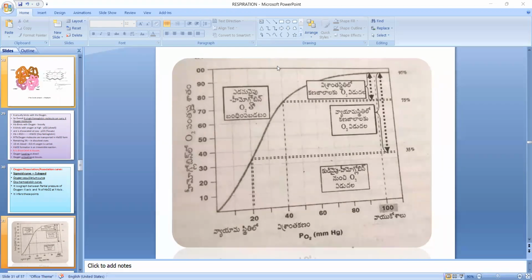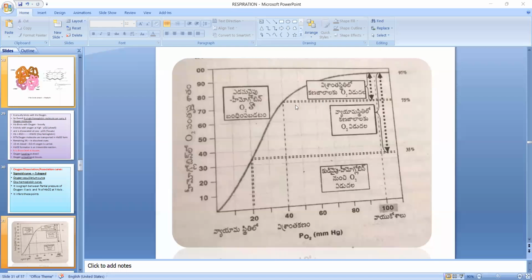You should remember that after a PO2 value of 100, this graph becomes flat because almost every available Hb is saturated. That is another point.